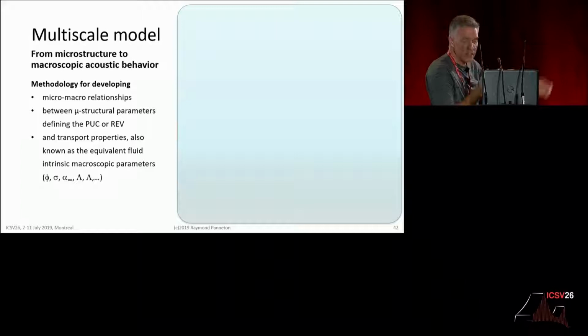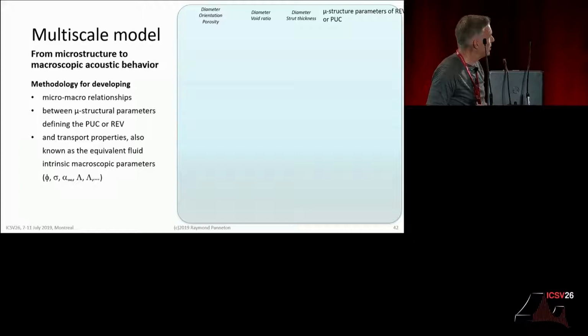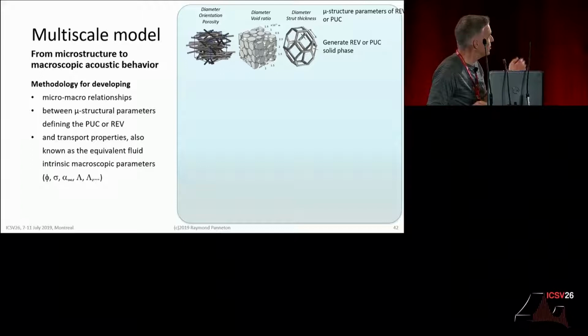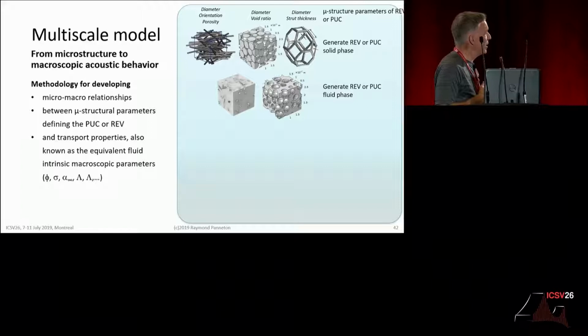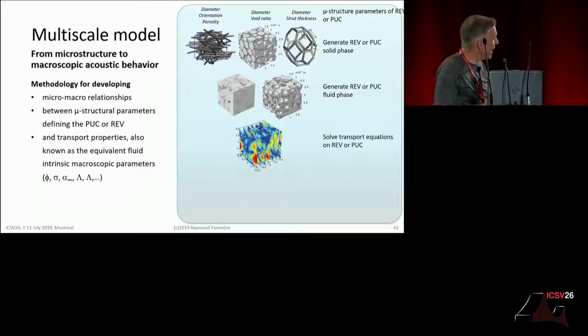And in this procedure, we start with the microstructure parameters, depending on the type of cells or porous materials. Then we generate the representative element. We generate the fluid phase of the representative element because we are not interested in the solid phase. It's not a mechanical analysis that we are going to do here. It's acoustic propagation in the fluid phase. So we take the inverse of it, so we have the fluid phase here. We solve at this local scale the transport equations that govern the porosity, flow resistivity, and so on of the material.